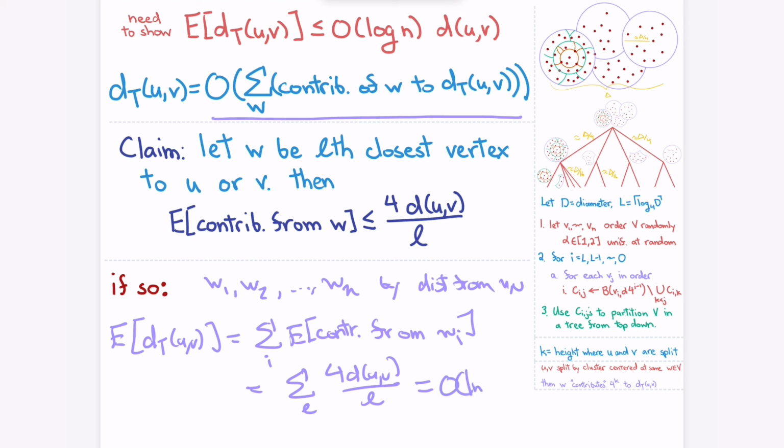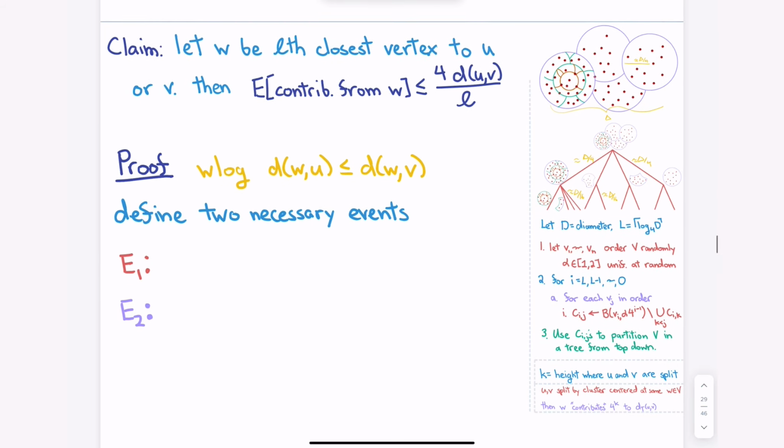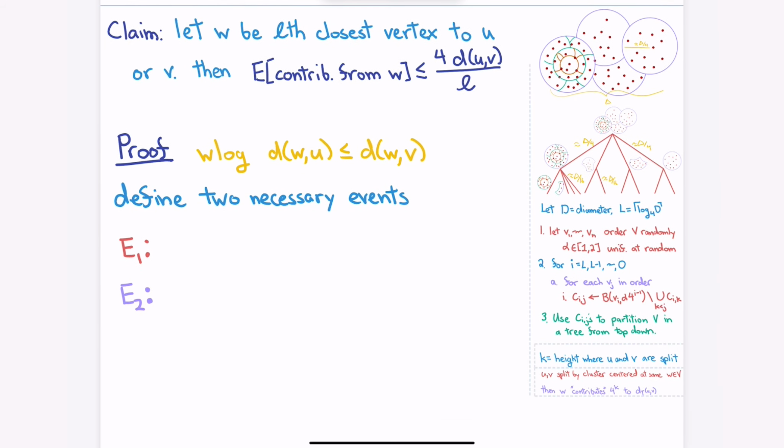Okay. So that's the idea. Okay, so that means I just have to focus on the Lth closest vertex and try to prove this bound, and then the log n will follow from this harmonic series and linearity of expectation. Okay, so I think the setup, as usual, is the most important part.